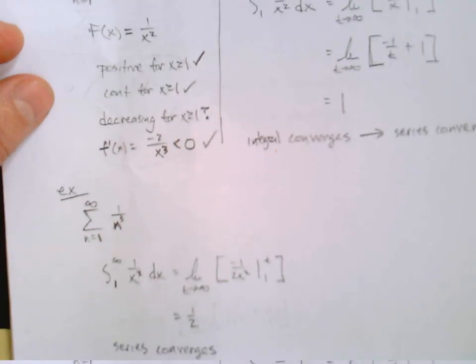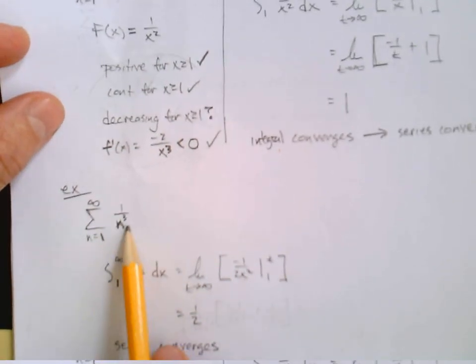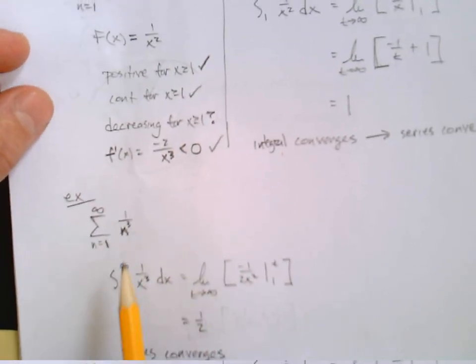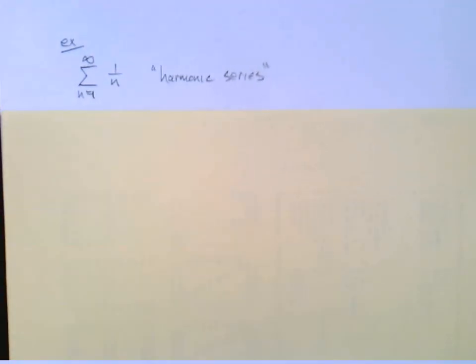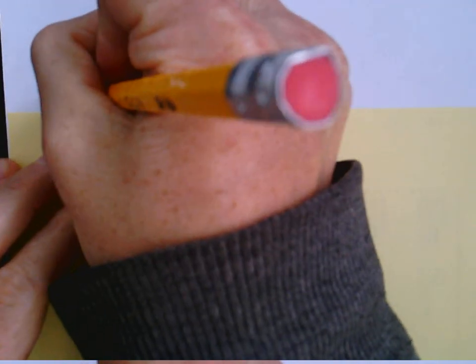How long have I been teaching this and made that mistake? 1 over n to the third from n equals 1. So 1 over n squared, 1 over n to the third. It looks like if we keep making the powers in the denominator bigger, it's just going to continue to converge because the values get so much smaller so quickly.